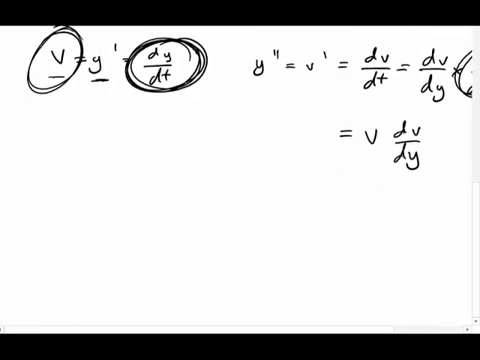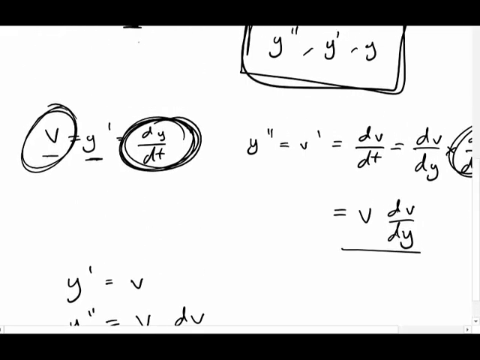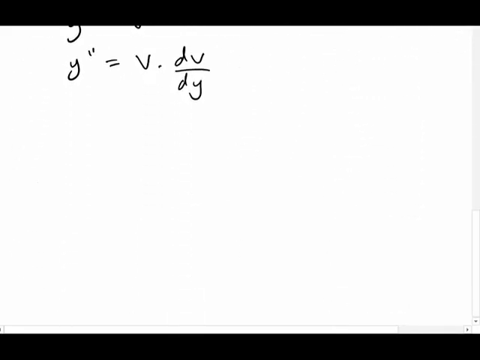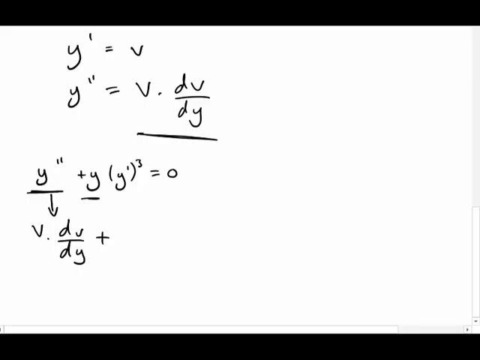So we can say now that y dash equals v, but also y double dash is equal to v times dv by dy. Now we can just replace that into our function. So I'll just write my function out again. y double dash is just going to be v times dv by dy. That's taken that bit. We've just replaced that by that. Plus y. Well, we don't know what y is, so we'll just leave y alone. We haven't made a substitution for y. Times y dash cubed. y dash was just v, so it's v cubed, and that's all equal to 0.